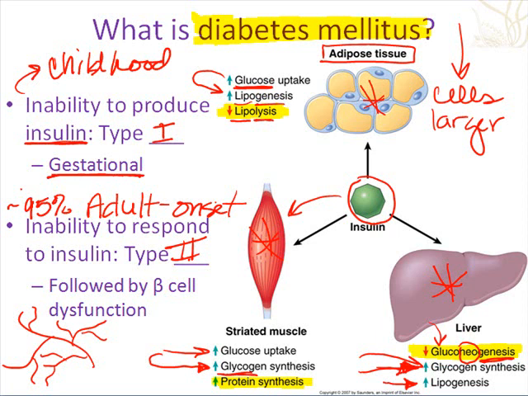As a sequel to the development of type 2 diabetes, we often start to see beta cell malfunctioning. And we'll talk about that in a little bit more detail.